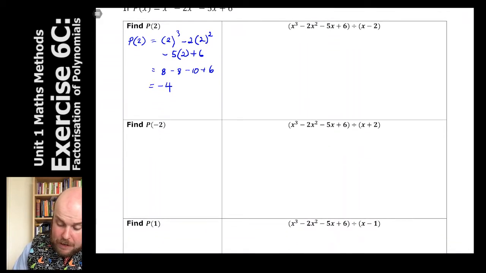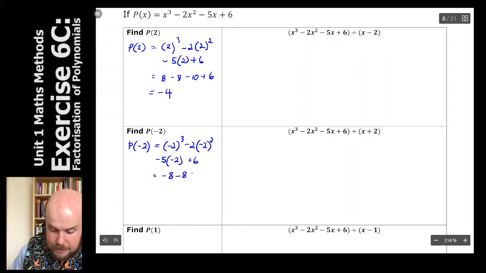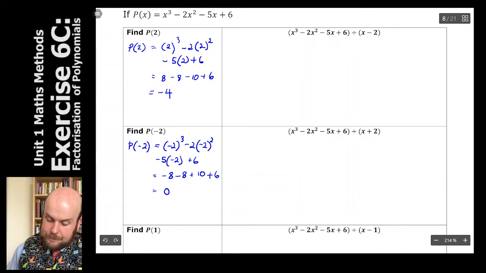And then I've also asked to find p of negative 2. So what that means, of course, is I'm just replacing every x with a negative 2. Always make sure you're being absolutely careful with all of our very lovely brackets here, because this is where you can fall into traps if you haven't got your brackets all sorted, especially with two minuses. If we put that all together, we get negative 8 minus 8 plus 10 plus 6, and we get ourselves 0.